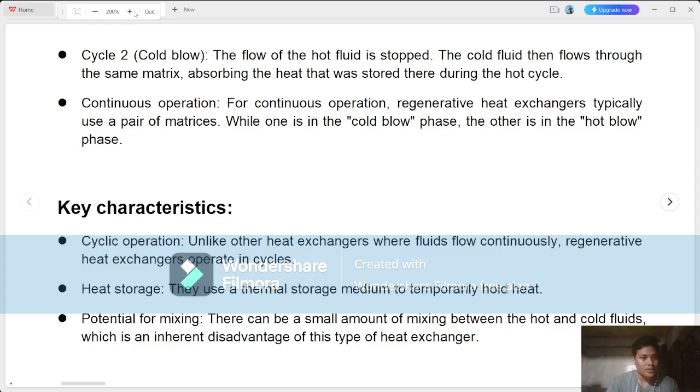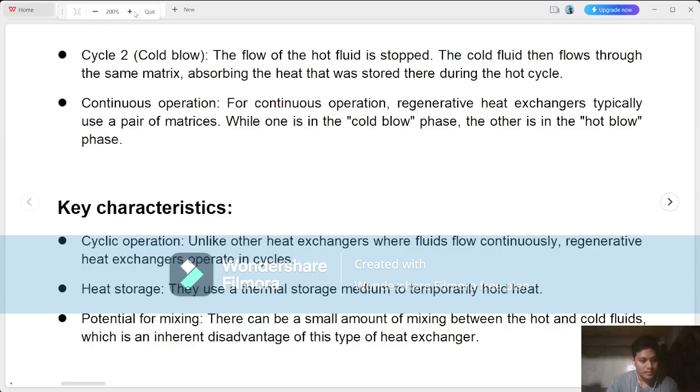Cycle 3, which is continuous operation. For continuous operation, regenerative heat exchangers typically use a pair of matrices, while one is in the cold flow phase and the other is in the hot flow phase. So, key characteristic: cycle operation. Unlike other heat exchangers, where fluids flow continuously, a regenerative heat exchanger operates in cycles. Its storage: they use a thermal storage medium to temporarily hold heat.